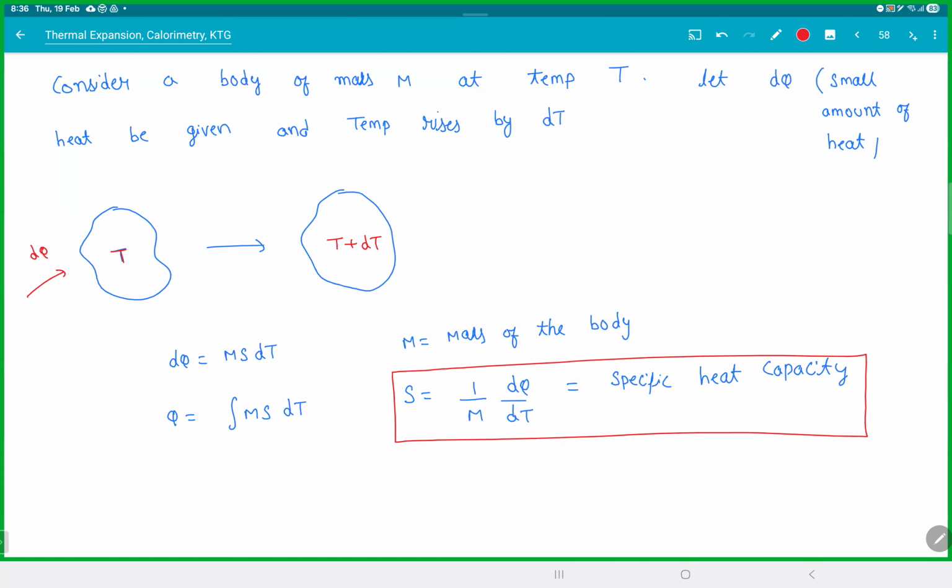So what is the physical meaning of this? Higher the specific heat capacity, more difficult to change the temperature. Look at this equation here. dt is q by ms, meaning the bigger the value of s, the lesser the change in temperature. So if a body has a higher specific heat capacity, it is very difficult to change the temperature. You have to provide more heat for the same temperature change. Higher the specific heat, more difficult to change the temperature. That's the physical meaning of it.